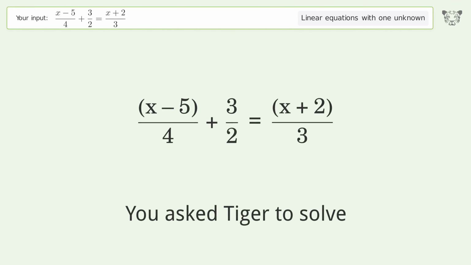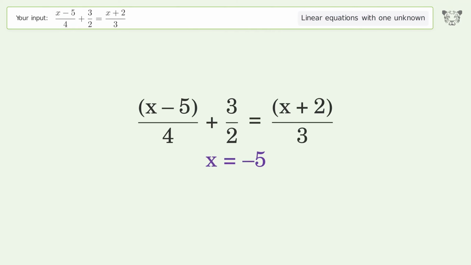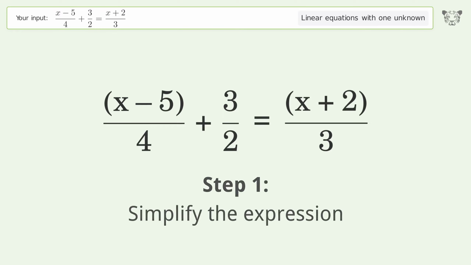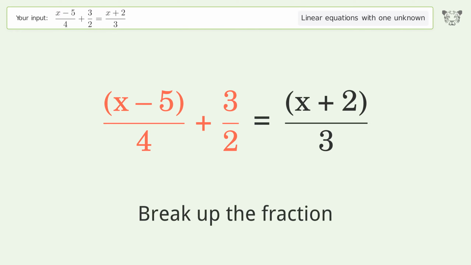You ask Tiger to solve this. This deals with linear equations with one unknown. The final result is x equals -5. Let's solve it step by step. Simplify the expression. Break up the fraction.